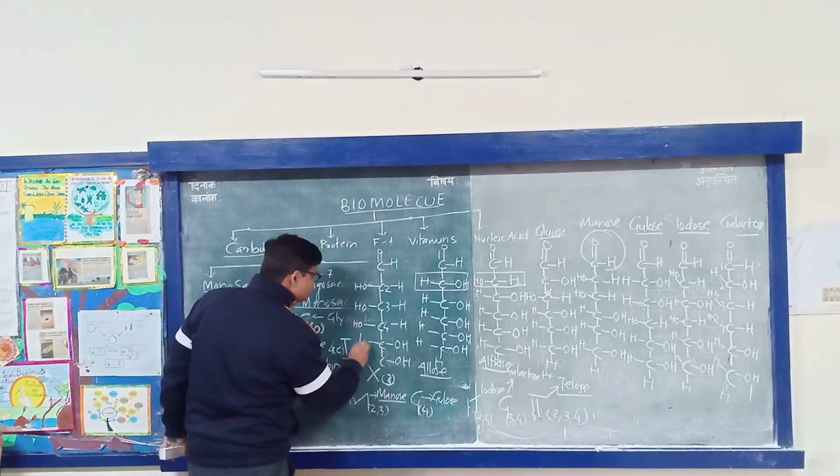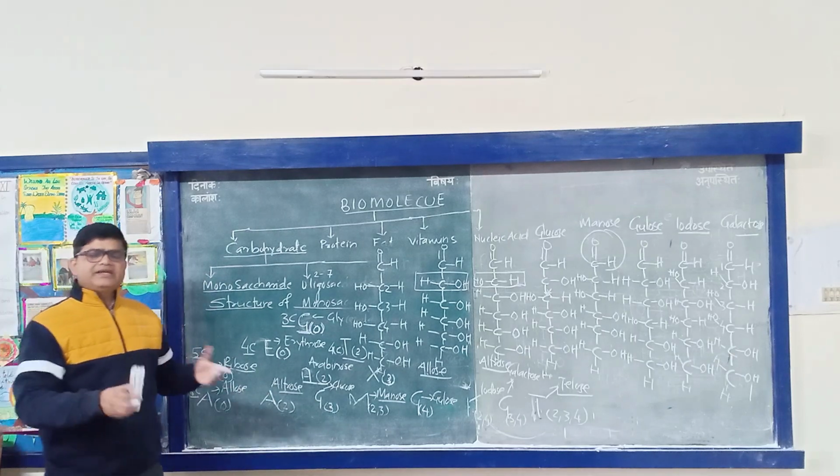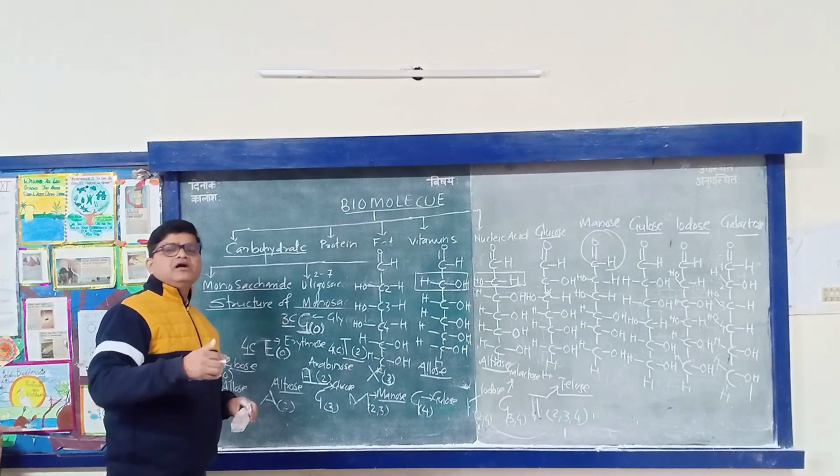So this is the simplest form of drawing the chemical structure of all the monosaccharides. Okay. In the next day I will discuss the disaccharides.